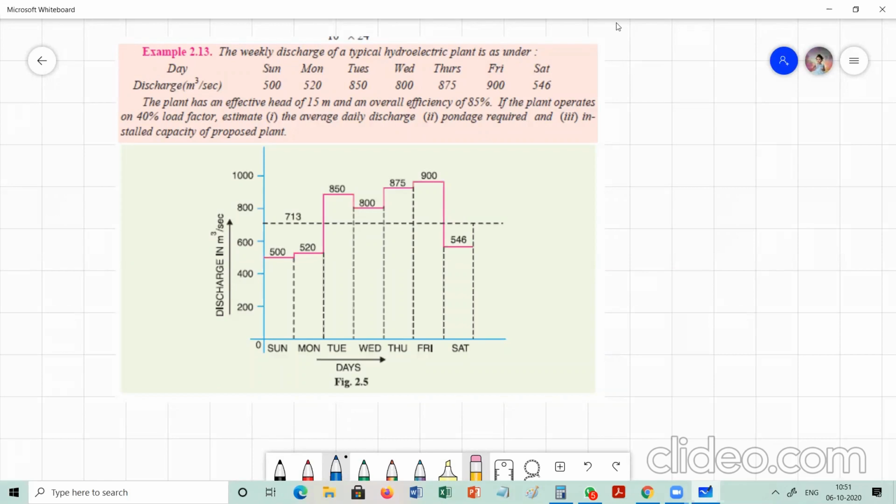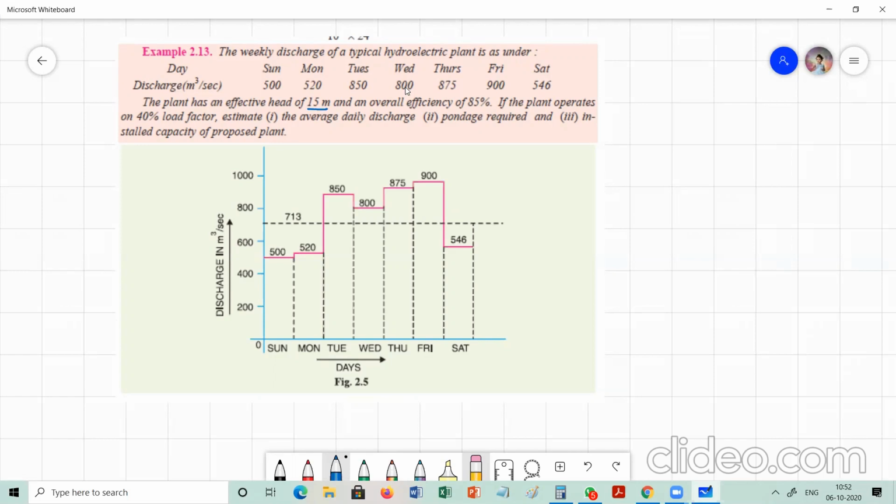Now see what they have given. The weekly discharge of a typical hydroelectric plant is as under. Okay, day wise discharge they are given. On Sunday the discharge is 500 meter cube per second. On Monday it is 520. On Tuesday 850. On Wednesday 800. On Thursday it is 875. On Friday 900 and on Saturday 546. The plant has an effective head of 15 meter.